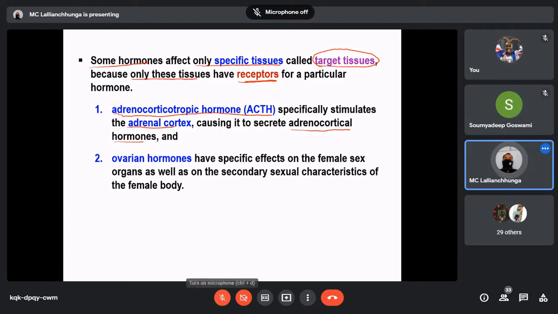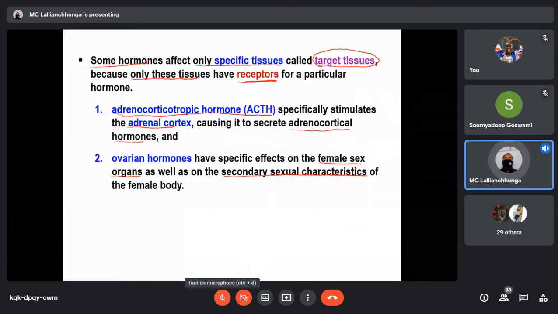Second example, ovarian hormones, hormones of the ovary. They have specific effects on the female sex organs, as well as on the secondary sexual characteristics of the female body. Ovarian hormones, we will discuss this also, progesterone, estrogen and all. They are specific for the development of female sex organs, as well as the secondary sexual characteristics.